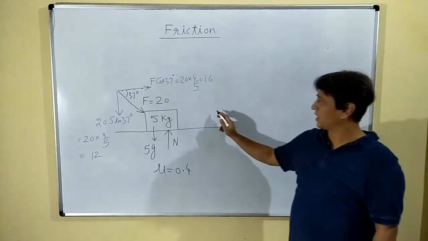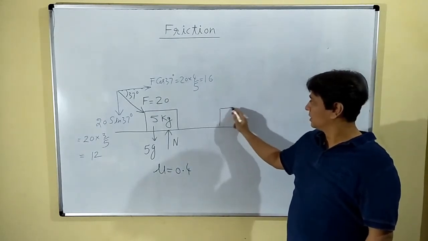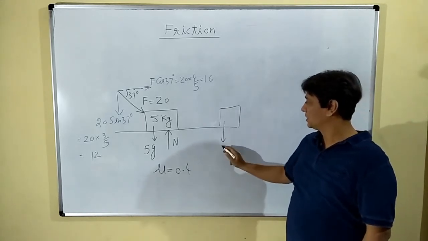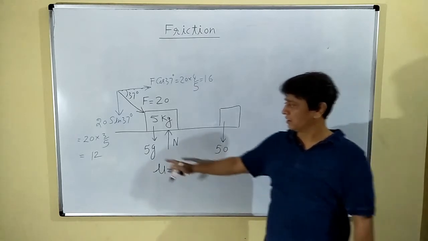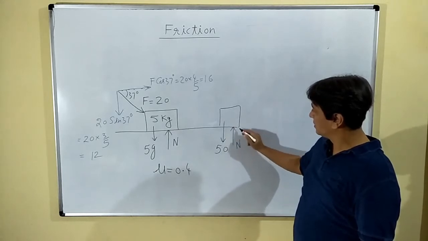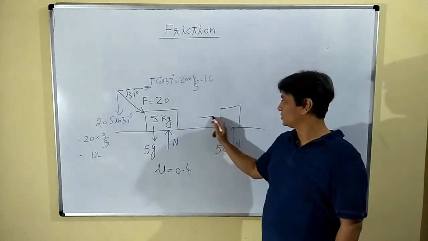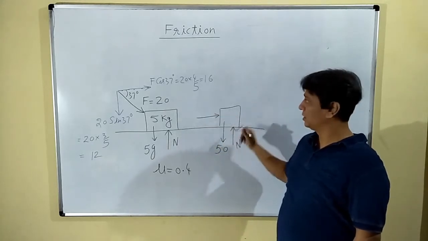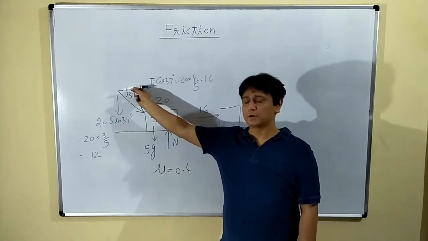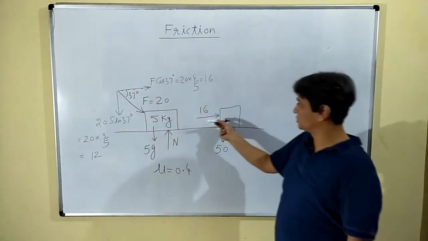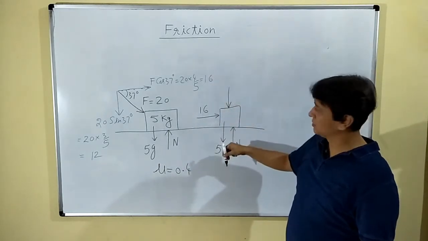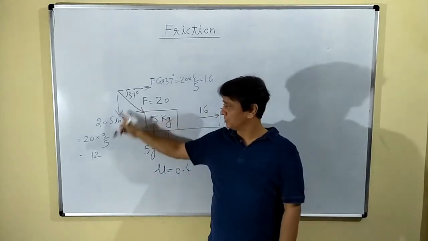Let's redraw this whole thing again. ये सारे फोर्सेस कुछ इस तरह से दिखेंगे आपको. डाउनवर्ड फोर्स कितना लग रहा है? 50. नॉर्मल रिएक्शन N. There is a force in this direction, just pushing this body, 16. This component is coming from this force, which is this. At the same time, you're pushing this body down by a force of 12.